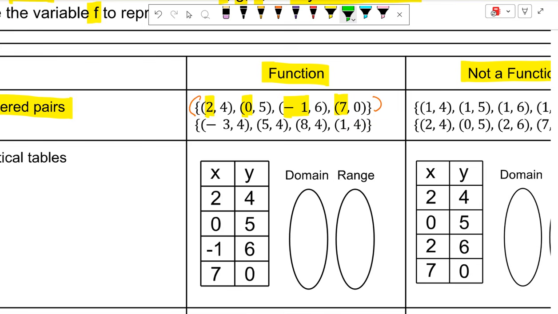Then when we look down at the next one, we look at the x values: -3, 5, 8, and 1. And again, we don't see any repeating x values. So we know it is a function.